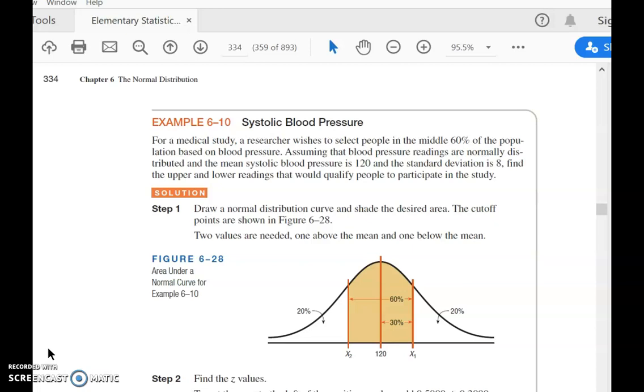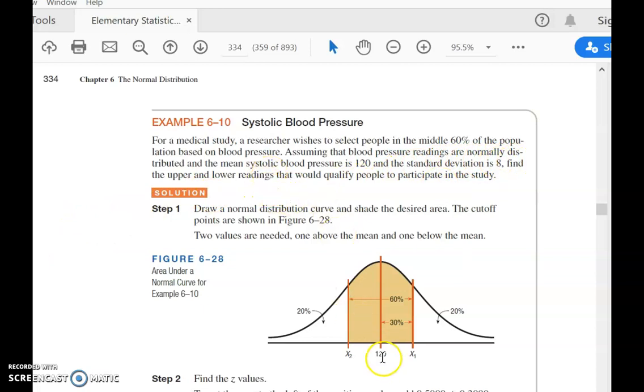In other words, you don't want guys that are way off the charts. You don't want people that have really low blood pressure, like marathon runners, and you don't want people that have high blood pressure because they have a condition. So you want people kind of right in the middle, so that hopefully you can come up with some good information. Okay, so the blood pressure readings are normally distributed.